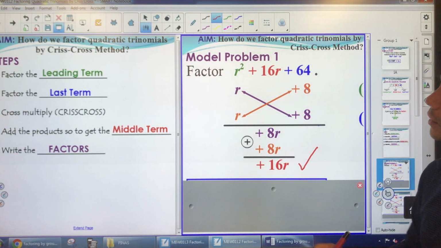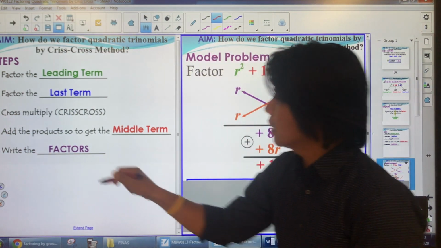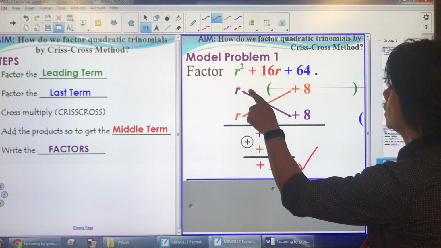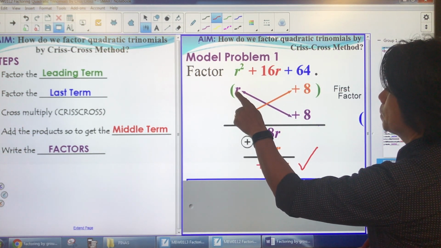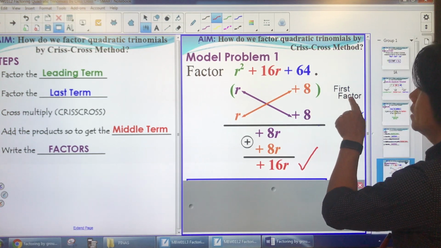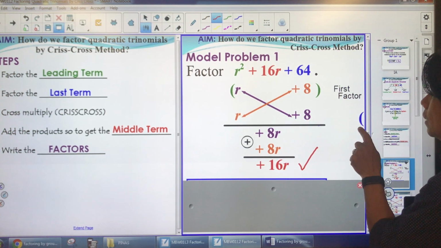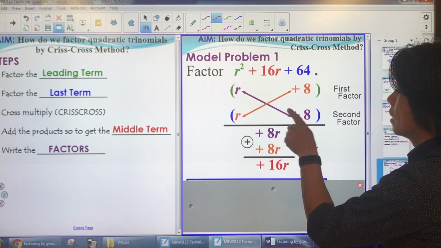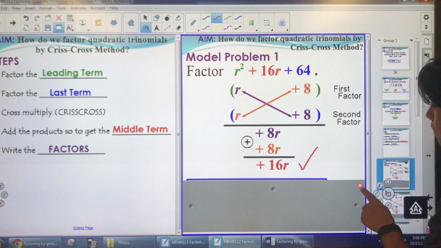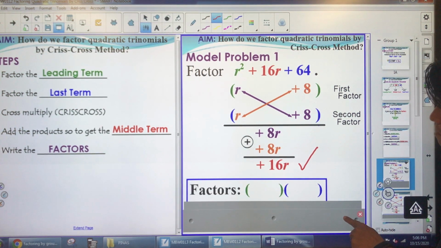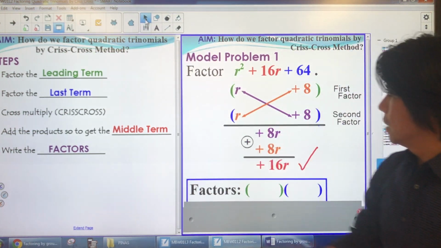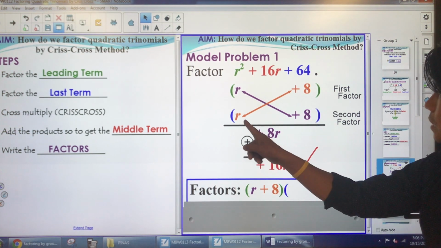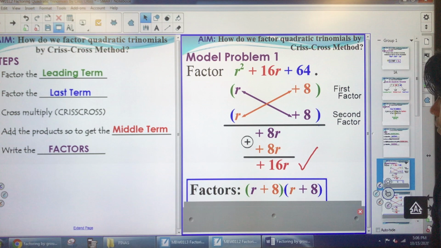Clear? Now it says step 5. Write the factors. Where are the factors? Our first factor is actually across. You see the purple r and the orange 8? That is our first factor. And the second factor, the orange r and purple 8. That's the second factor. So how do we write them? First factor is r plus 8. The second factor is r plus 8 also.